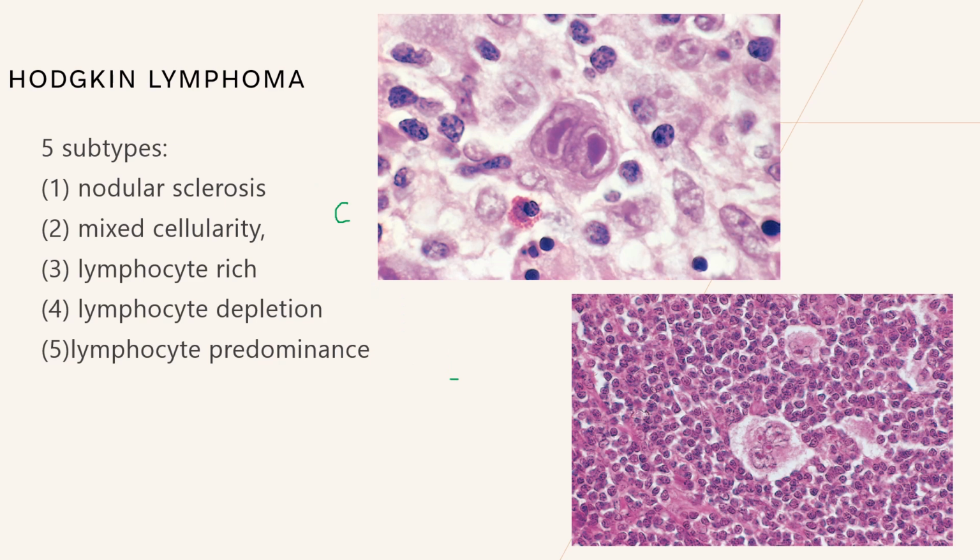So your Hodgkin's lymphomas arise in a single lymph node or chain of lymph nodes, and they spread to contiguous or adjacent lymph nodes.